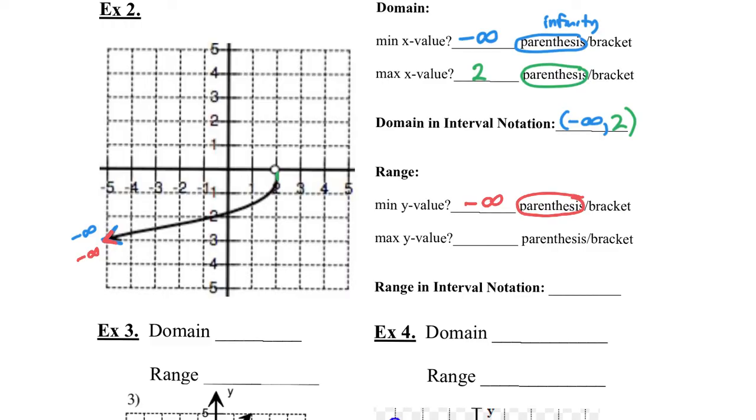Okay, the highest point on the graph is this point right here. The y value of that point is actually 0. And because it's an open circle, it's a parenthesis. So my range in interval notation will be parenthesis negative infinity, comma 0, parenthesis.